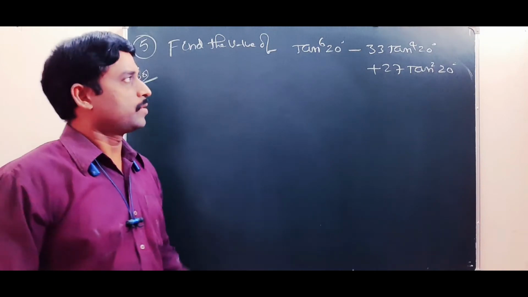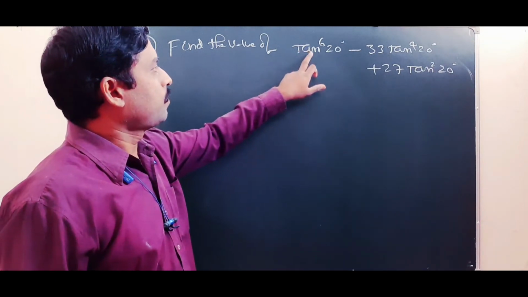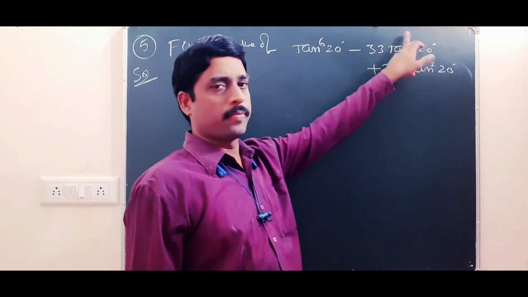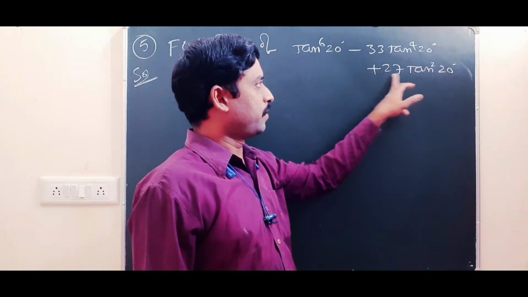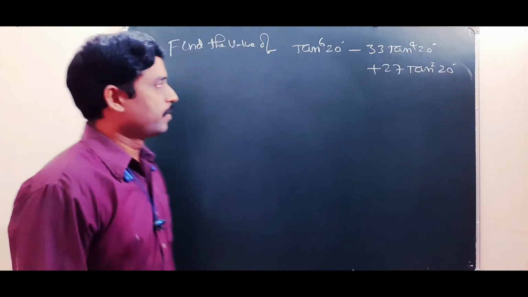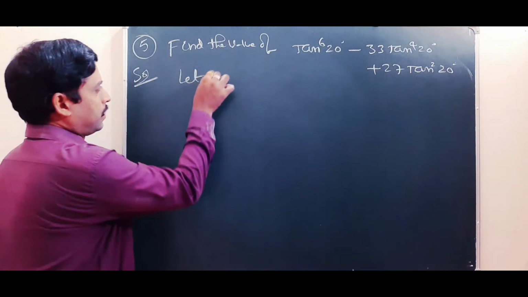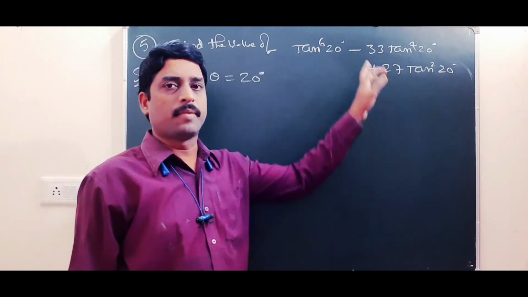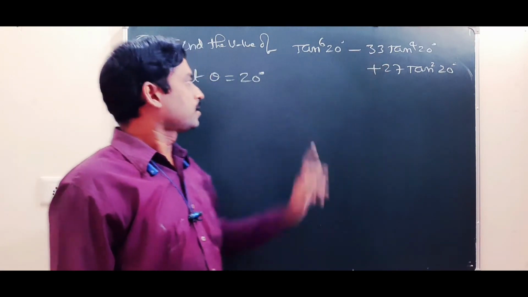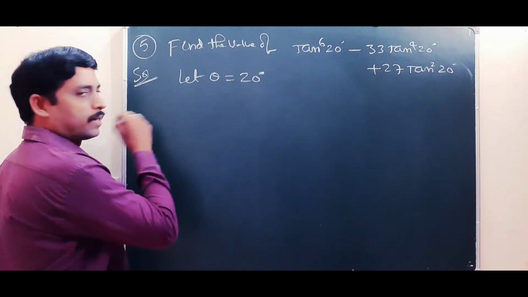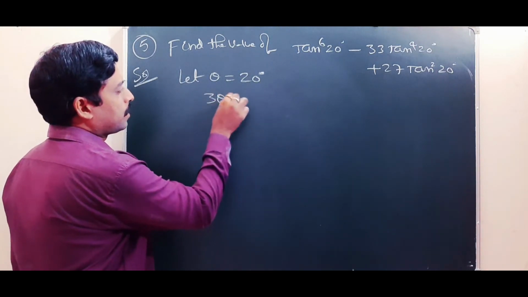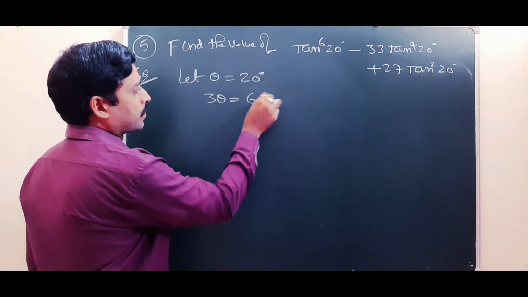Okay, moving to the next question. Find the value of tan 20 degrees to the power 6 minus 33 tan 20 to the power 4 plus 27 tan 20 whole square. Okay, so let us take theta equal to 20 degrees. In this, the common angle is 20 degrees. So let theta equal 20. Now we should multiply 3 on both sides. 3 theta equals 3 times 20, which is 60 degrees.